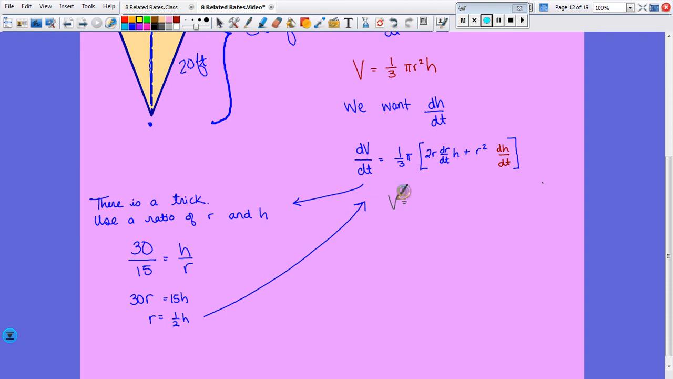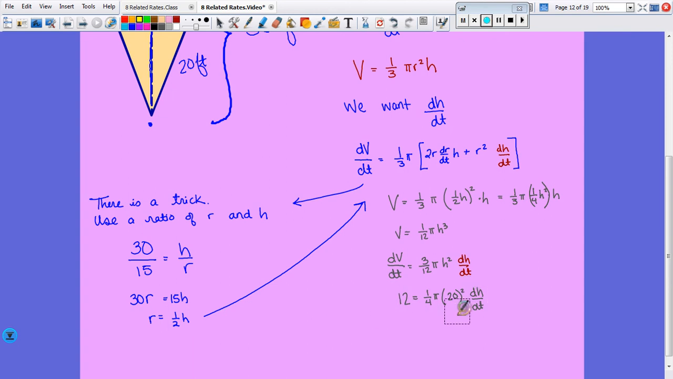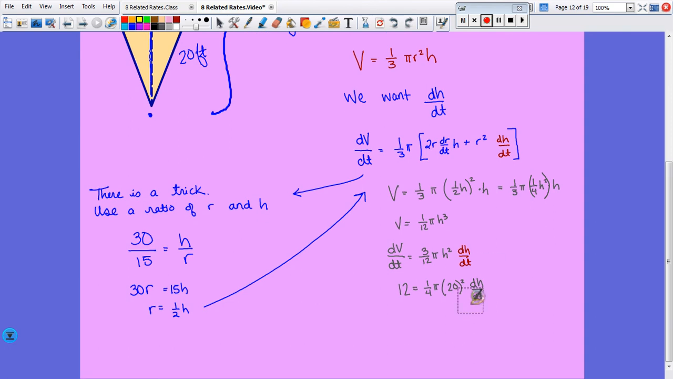Going back to our original volume equation, we substitute r as 1/2 h. So we've got 1/3 pi r squared times h. When you square that, we get 1/4 h squared for a combined 1/4 pi h cubed. Now when we take the derivative, we only have two variables, dV/dt and h, or dH/dt, and we can plug in our dV/dt and the height that we know h is. And then it's just a simple matter of solving for dH/dt.